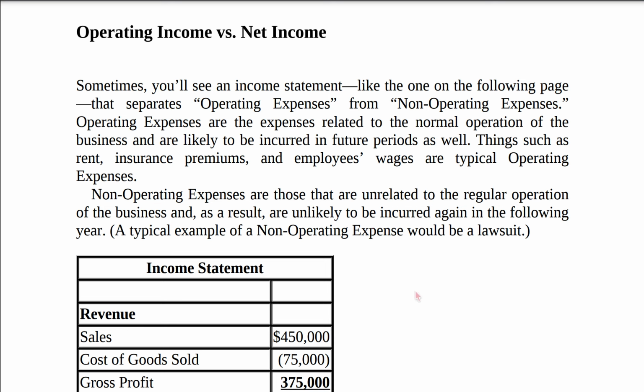Okay, there will be two expenses, one is operating expense, another one is non-operating expense. Whatever expenses we incur for our ongoing business operations, those expenses will be treated as operating expenses, and one-time expenses which are not related to the ongoing operations of the business, those will be treated as non-operating expenses.